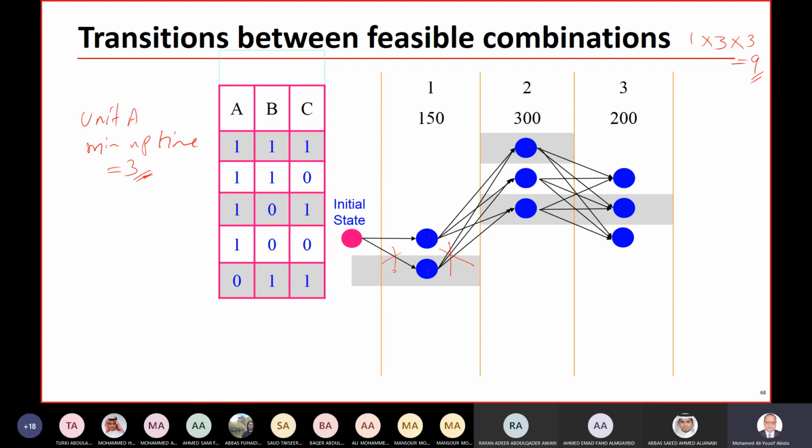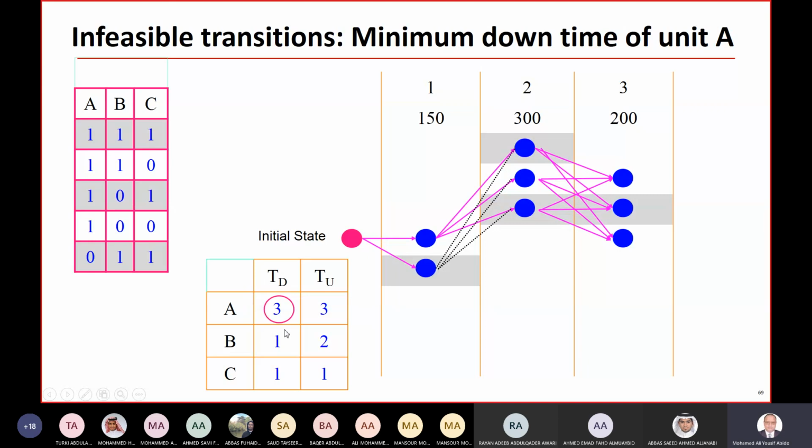So in this case, due to the minimum startup time, you have 3 hours for unit A. And if you go to this one, that means when you switch this off, this is an unfeasible solution. So you eliminate all these combinations. So you start with this one. You have this combination, and you have either these combinations here and this combination here.